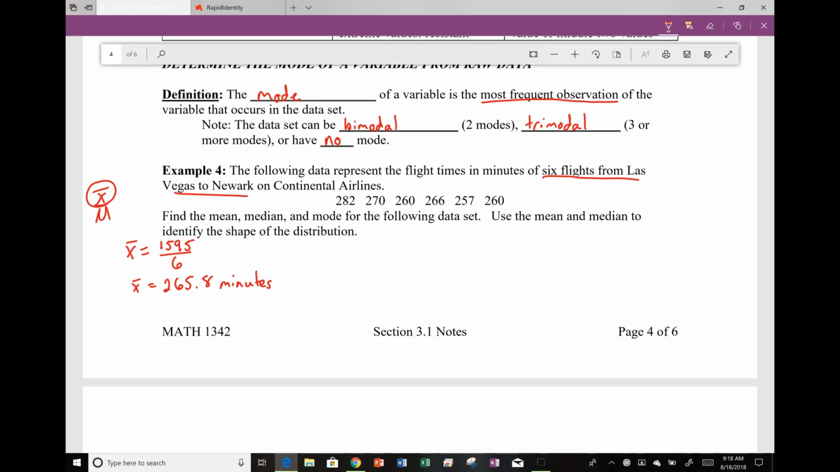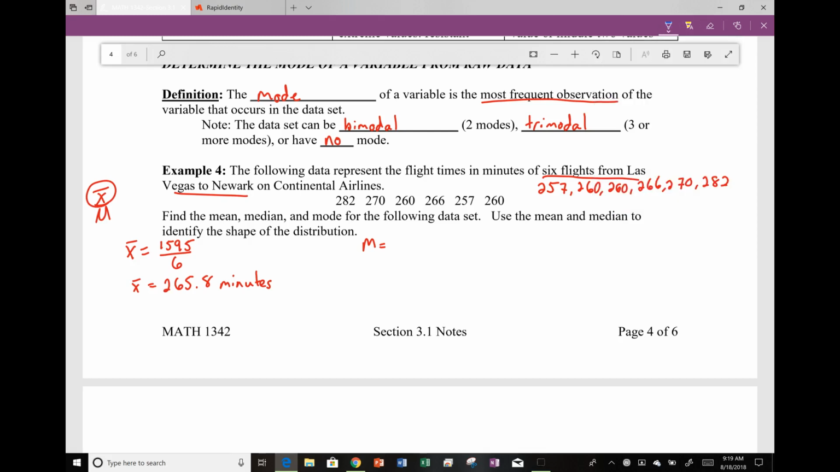Now then, for median, recall that it's identified as a capital M. I want to first put the data values in order from the smallest to the largest. I don't want to just take the middle of this data set right now. I want to make sure that it's in order before I even look at discussing the median. When I put this in order, I have 257, 260, 260, 266, 270, and 282.